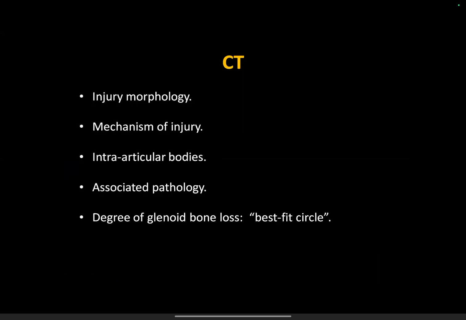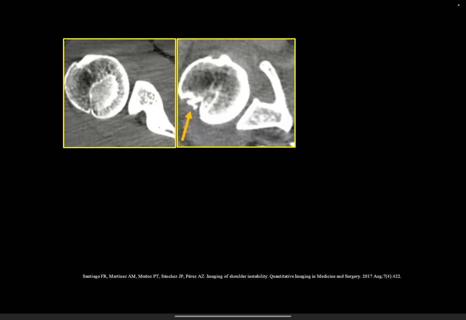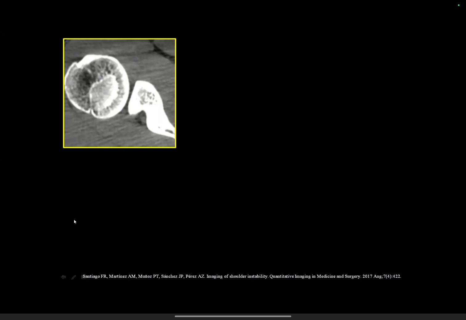CT is good to help us further understand the mechanism of injury, the injury morphology, fish for any intra-articular bodies, any associated pathology, and of course the degree of bone loss. All right. So in this example, what I want to say is that CT is not only useful to see the injury, but also it gives us a good overview in case we were dealing with a congenital problem. For example, when you have a glenoid dysplasia, as you can see, this is a posterior glenoid dysplasia. This basically increases the risk of posterior dislocation.